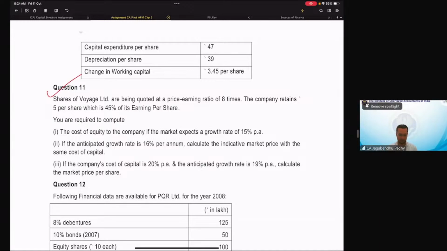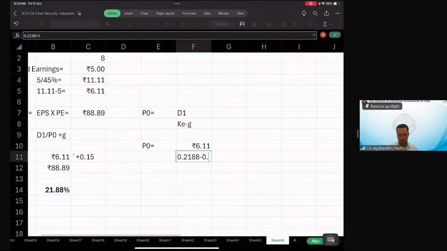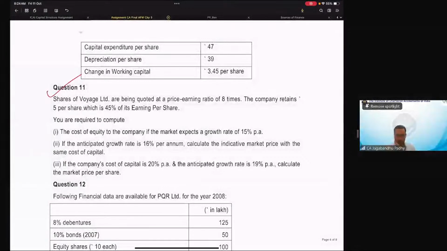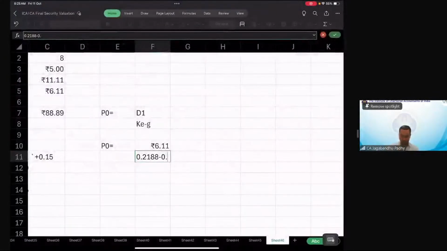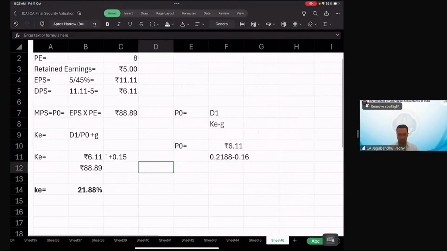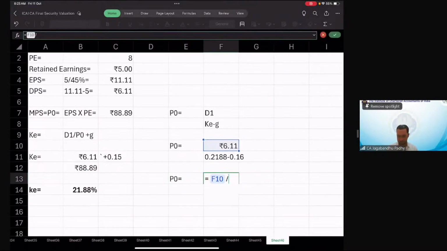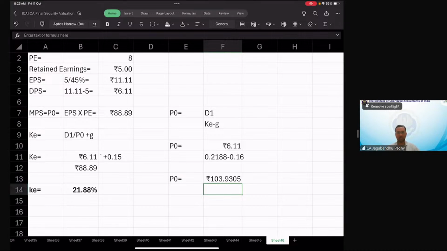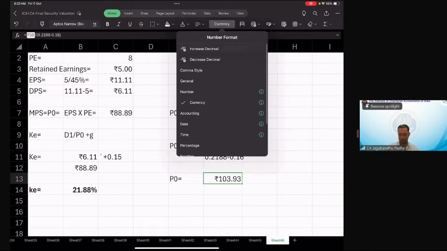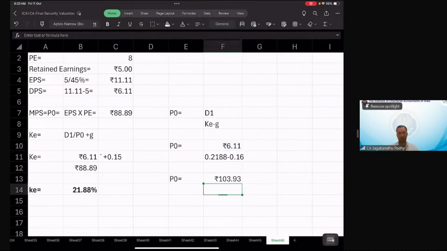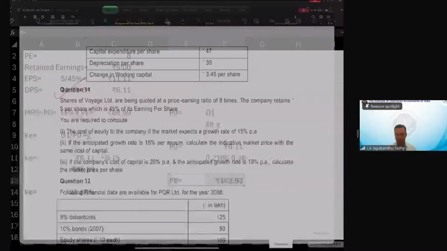Okay. So it is 0.2188 minus a growth rate of 16%, so 0.16. If that is the case, then it is 6.11 divided by 0.2188 minus 0.16, which is 104.93. So that's the price for the second scenario.